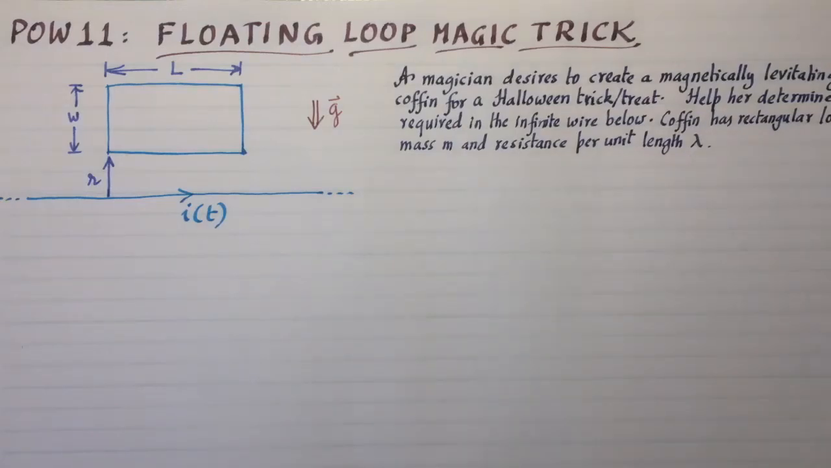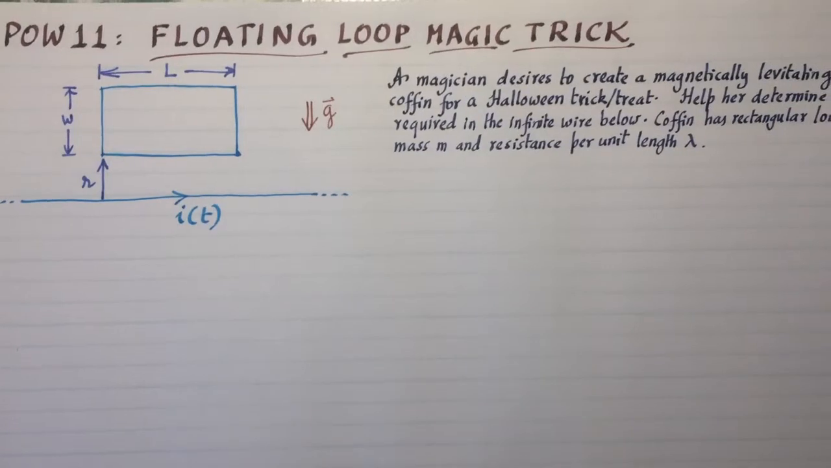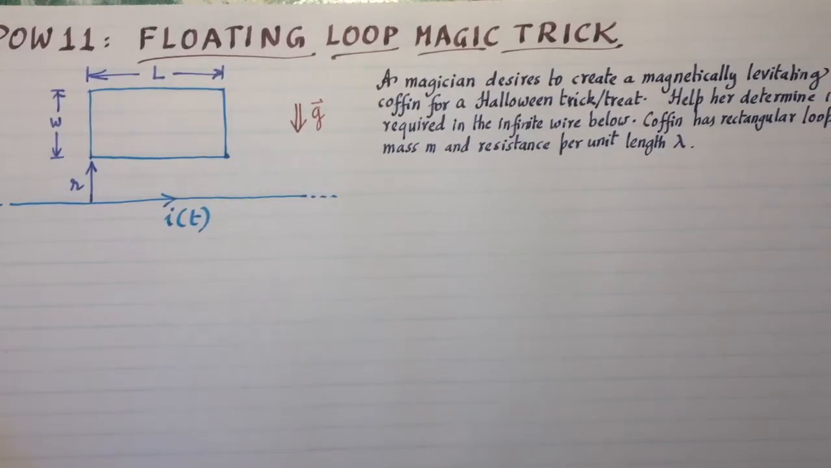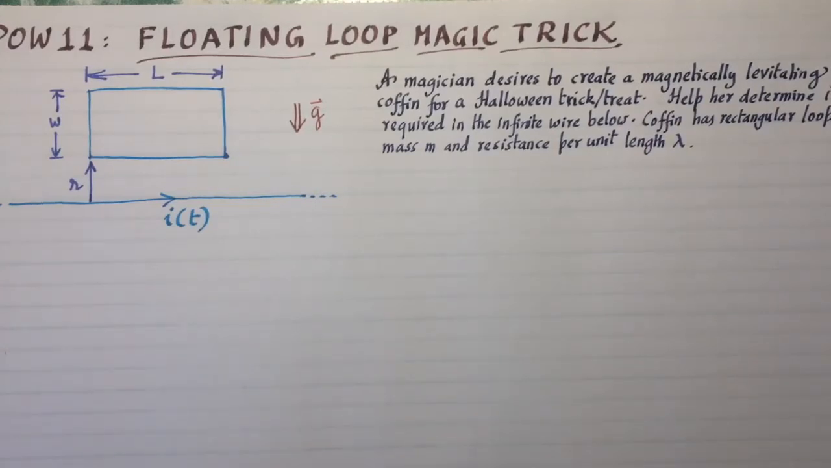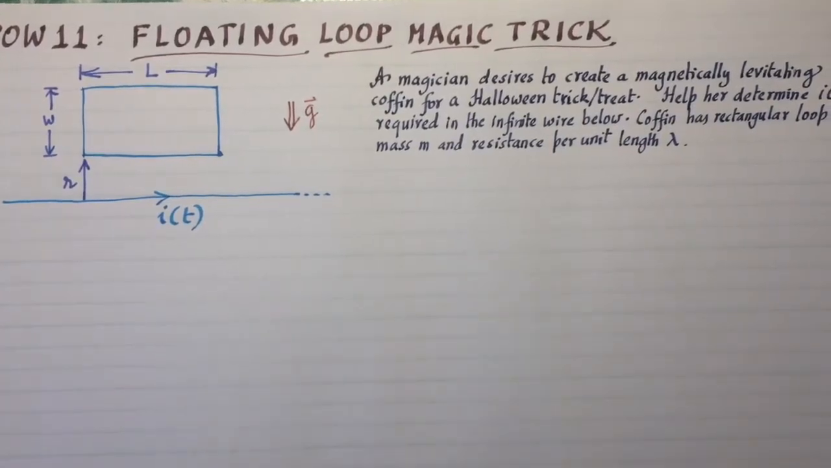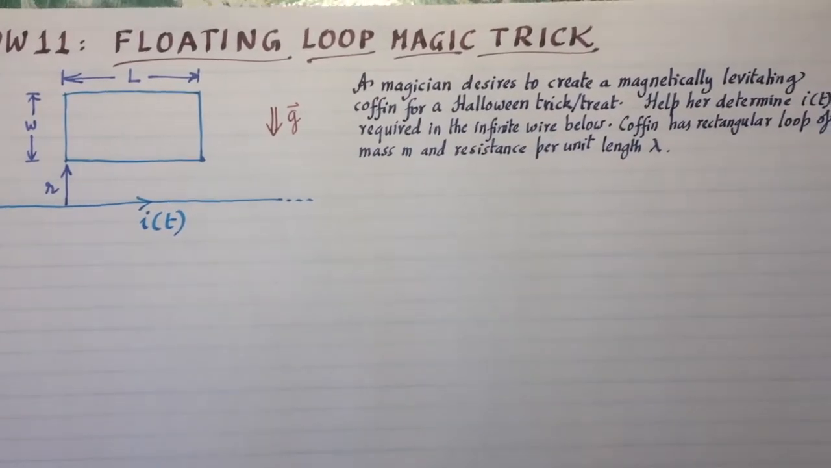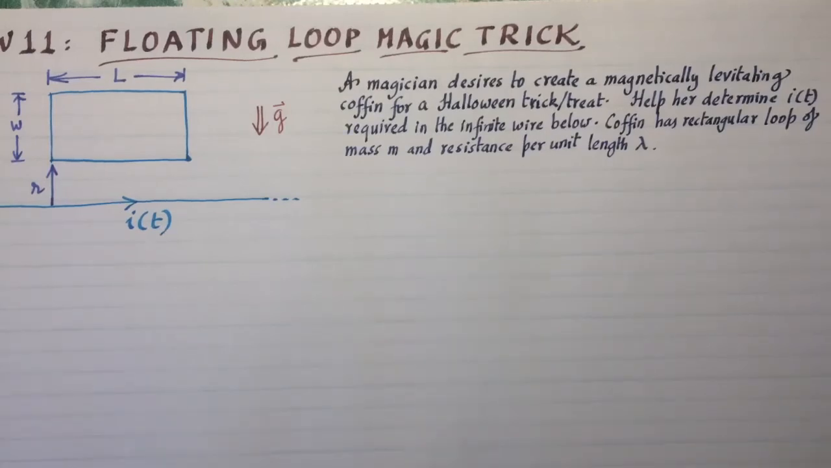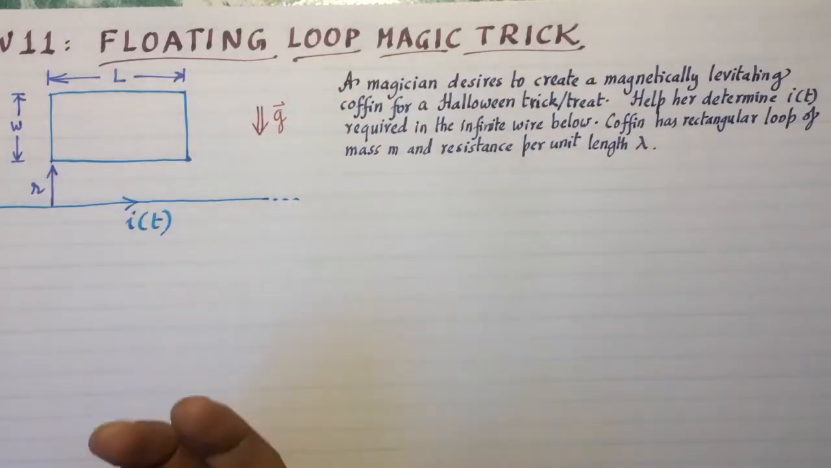So let's try to determine the current required in the wire to help the loop float. The loop has a mass m and a resistance per unit length lambda. The first step in understanding this problem is to determine why the loop should float at all in the first place. To this end, let's try to plot some magnetic field lines.